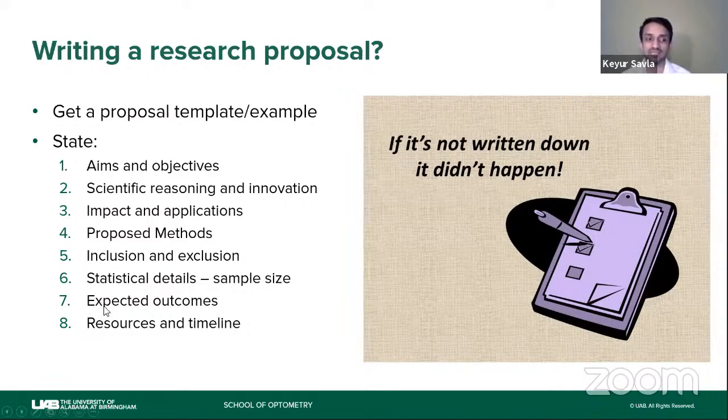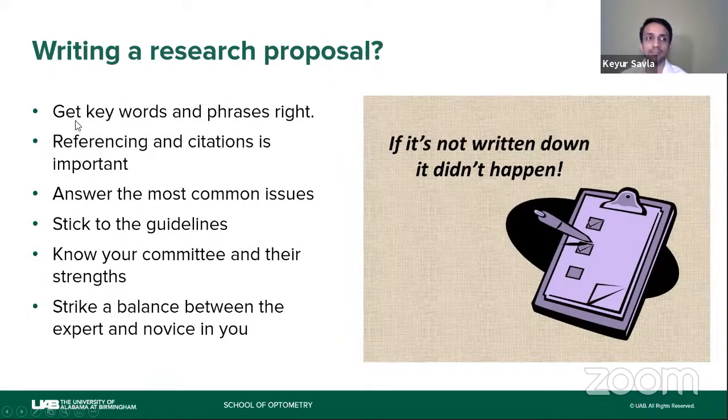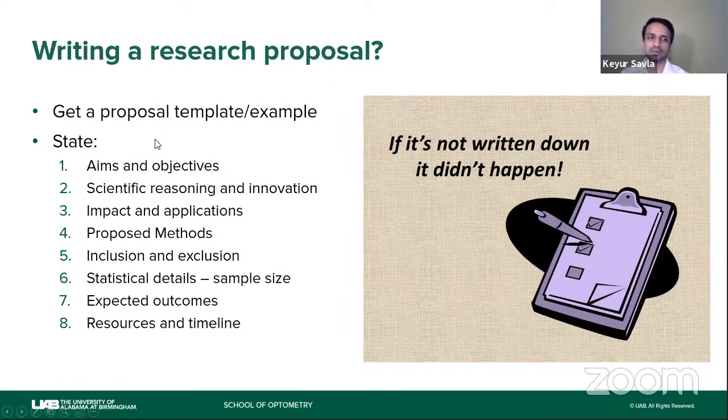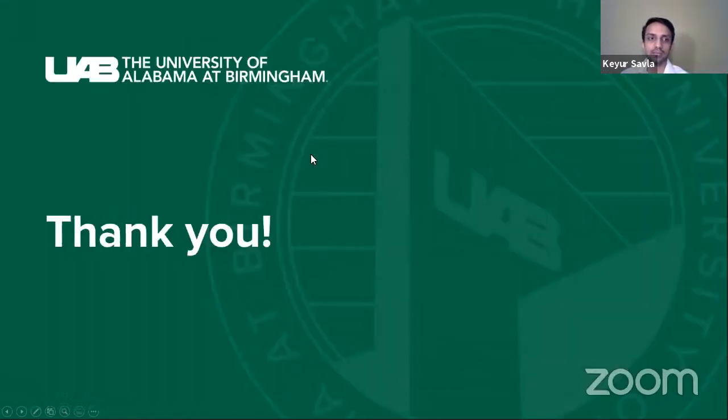So the next is expected outcomes, means they are asking you to anticipate what will happen at the end of the research. Do you think this will happen, or do you think that will happen? And resources and timeline, like what all do you need? Do you need the space? Do you need this machine? And what is the timeline you're anticipating to finish this? So these are some of the important things that you need in your research proposal. But of course, a template and example will help you best with it.